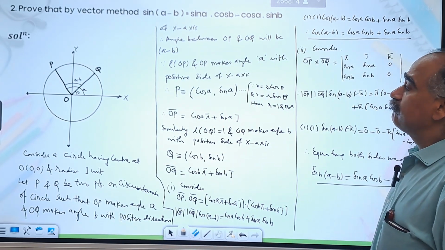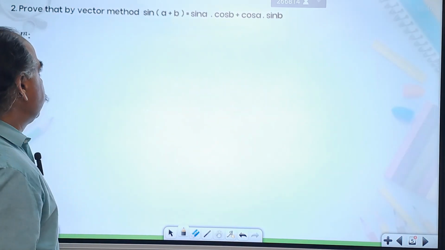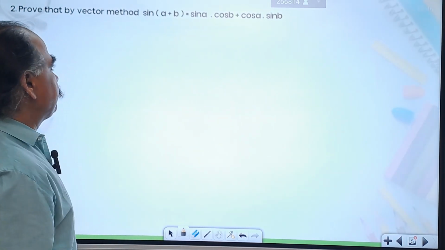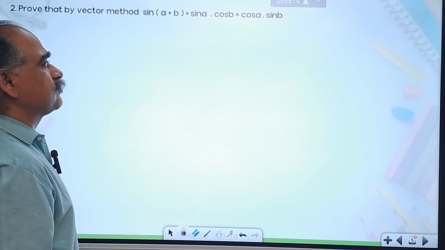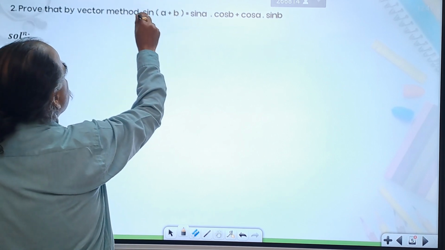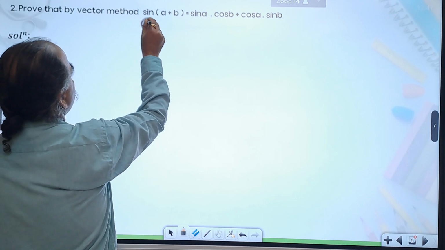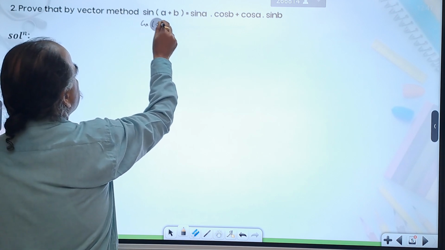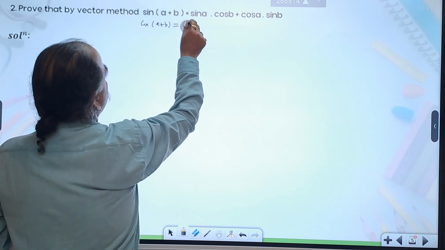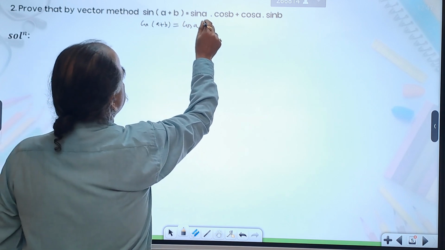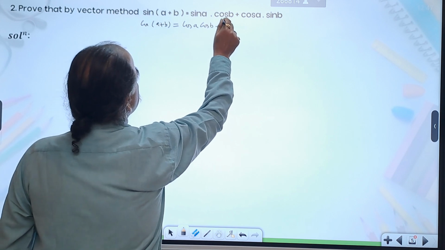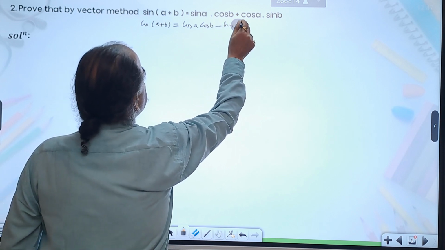Now we'll prove for the positive case. Okay, so the next two theorems will be sin A plus B, sin A cos B plus cos A sin B, and cos A plus B also. Cos A plus B will be what? Cos A cos B minus sin A sin B.